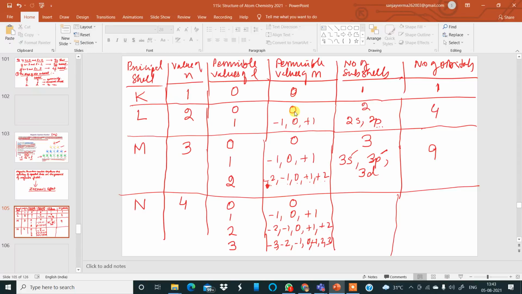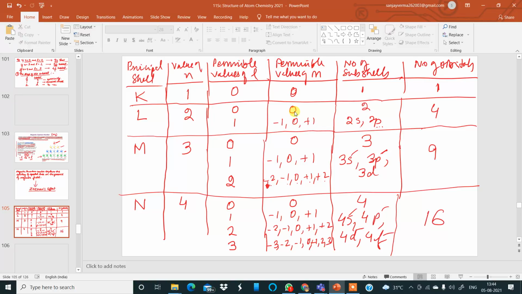So now here you see the subshells are how many? s, p, d, and f. 4 of them. So the subshells over here will be 4s, 4p, 4d, and 4f. Now how many orbitals? Let us see. s is 1, p is 3, 3 plus 1, 4. 4 plus 5, 9. 9 plus 7 is 16. So we have 16 orbitals over here.